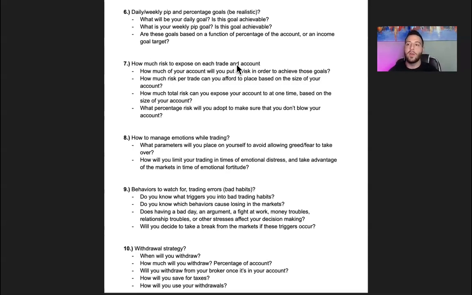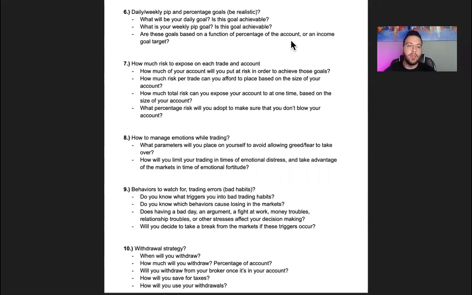And last but not least, the withdrawal strategy. Contrary to popular belief, you cannot compound your account forever. It's very responsible to take money out of your trading account along the way for a few different reasons. Number 1 is to reward yourself. Number 2 is to make sure that you feel a sense of progress in your trading.